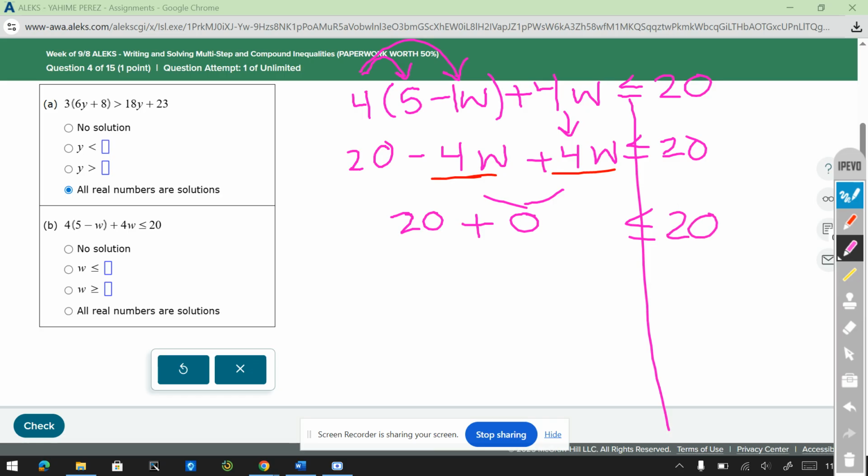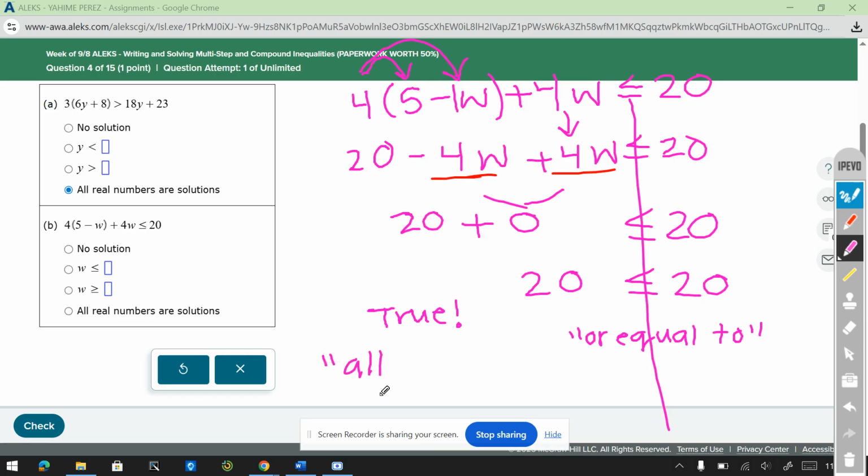And so what actually happened is that our variable went away. So we have a special solution. So I'm just going to look at what I have left. I have 20 on the left is less than or equal to 20. Now I'm going to think, is this true? Well, 20 is not less than 20, but the symbol is less than or equal to, right? So it could be less than or it could be equal to. So since 20 is equal to 20, this is a true statement, right? So this one is also going to be all real numbers or infinitely many.